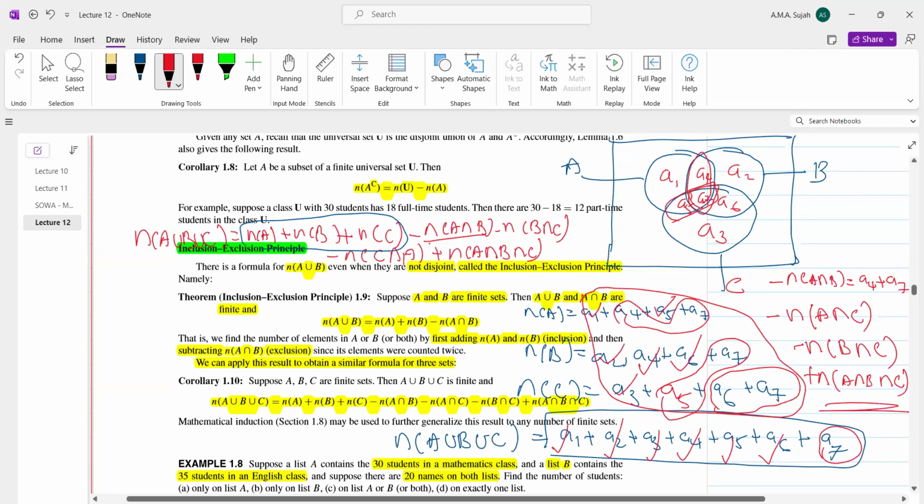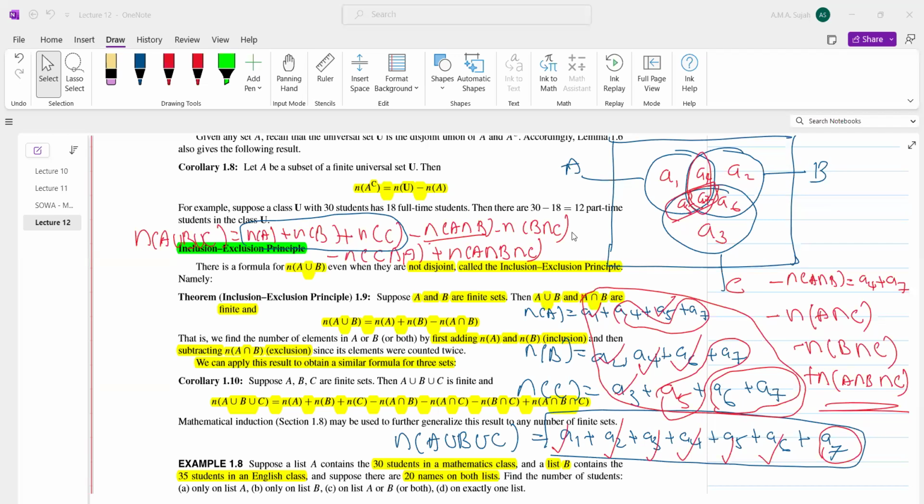Did you clear now? Did you understand? Did you get my point? Why am I adding A intersection B intersection C? So we already know A union B union C means all the colored area, right? So it means A1 to A7, right? Once you add number of A plus number of B plus number of C, these are the extra elements, right? So I need to remove the extra elements, then I can apply these. Okay. Yeah, now we will look at the question, right?